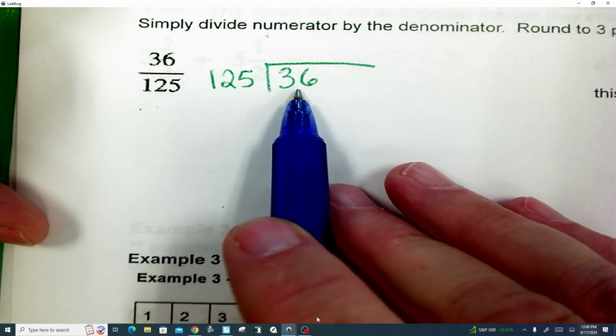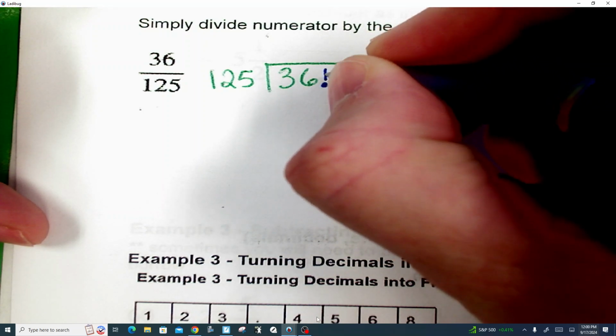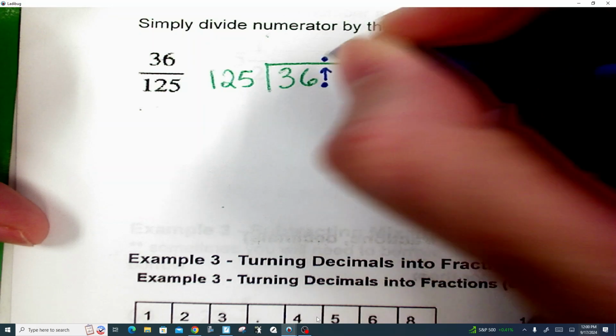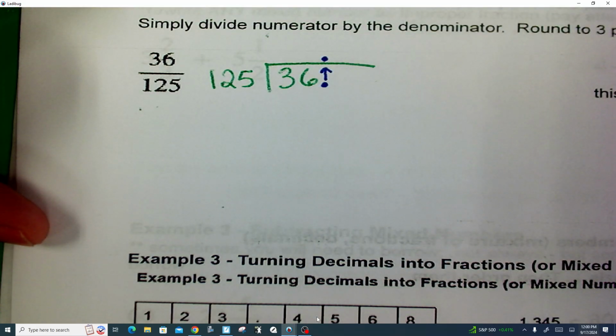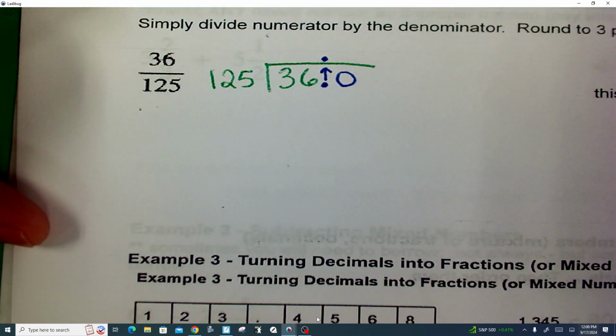Can 125 go into 36? Nope. So put a decimal right here. Show that that decimal is popping up top with an arrow. Not on like your homework, but this is for your notes, right? You're just like, please don't forget about the decimal. Now, put a 0 right here. Can 125 go into 360?